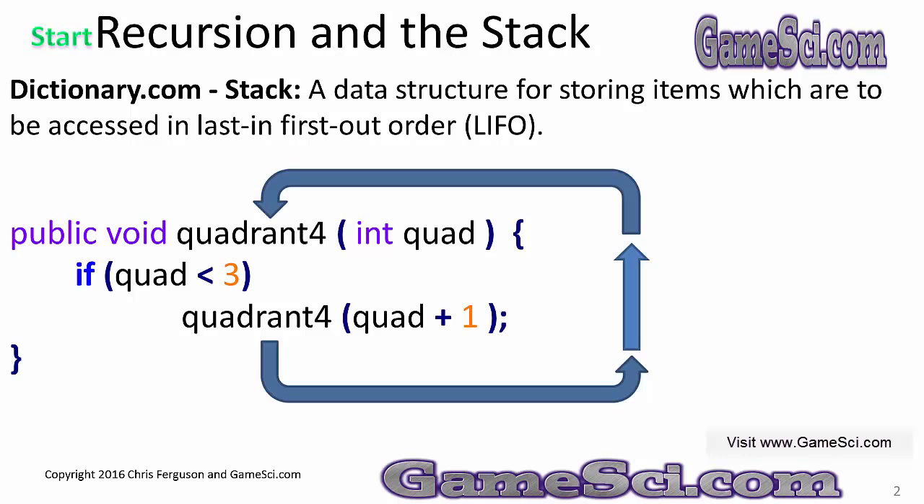According to dictionary.com, the stack is a data structure for storing items which are to be accessed in a last in, first out order, or LIFO, meaning the last item we place into it is the first item that comes up. Now we're still going to do recursion here, and you can see the method Quadrant 4 is going to call the method Quadrant 4, so we'll turn around and re-execute Quadrant 4 right in the middle. So definitely recursion, but this time we're going to see how it interacts with the stack.